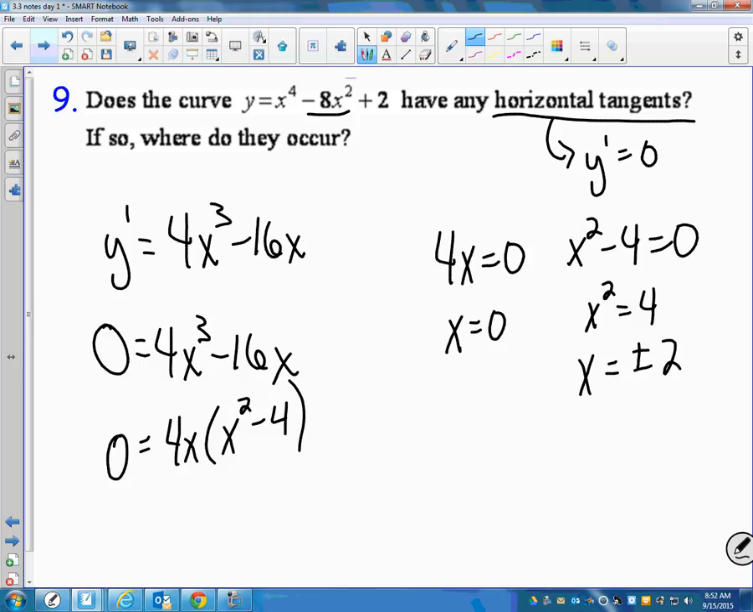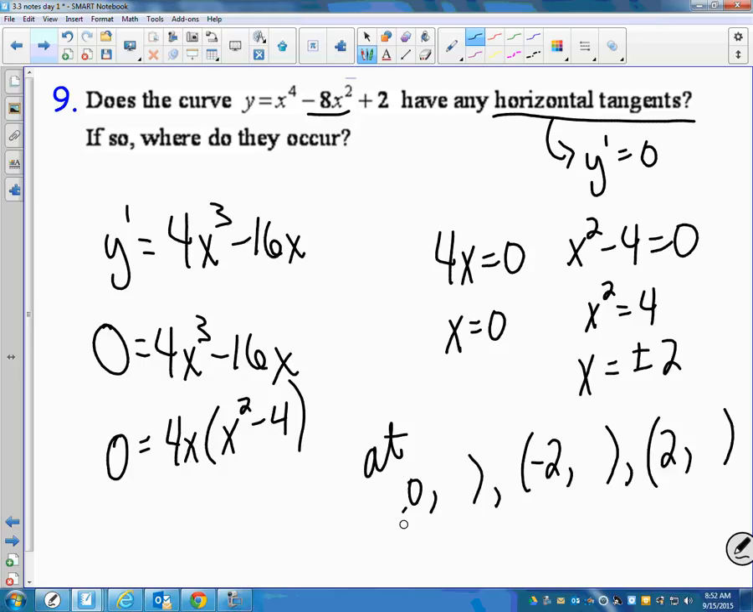This isn't really worded very well. Where do they occur? Do you think we should find the y value that goes with those? Nope. We have time. We might as well. At 0 comma something, at negative 2 comma something, and at 2 comma something. Where do I plug these back in to get the y values that go with them? Into the derivative or into the original function? Original. If you plug these into the derivative, we're just going to get the slope. We should get 0. But I want to know the y value, so that I could actually graph these max and mins.